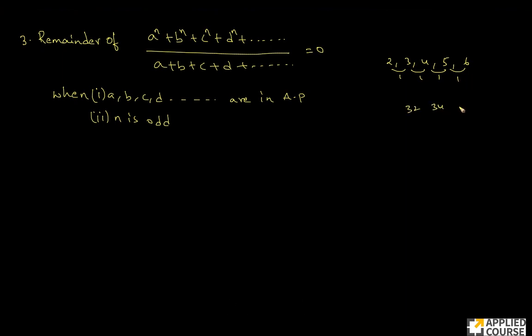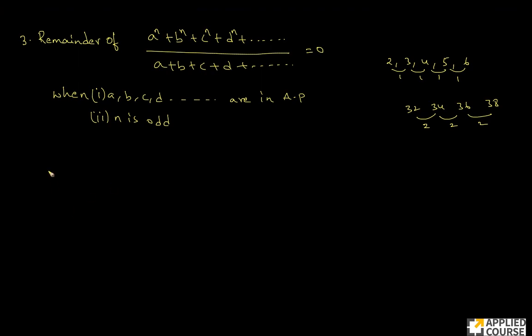Suppose 32, 34, 36, 38. Are these numbers in arithmetic progression or not? Yes, these numbers are in arithmetic progression. How can you say? Because the common difference for every number is 2. Same way, a, b, c, d should be in arithmetic progression and n should be odd. Right? n should be an odd number. Then only the remainder of this expression will be 0.